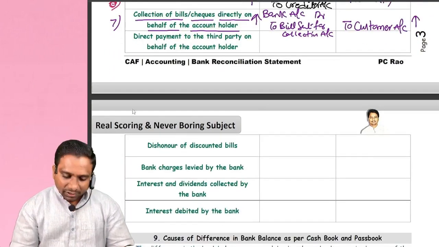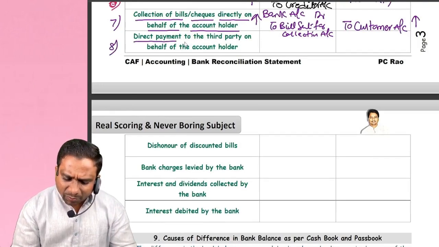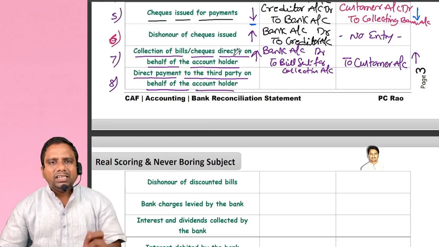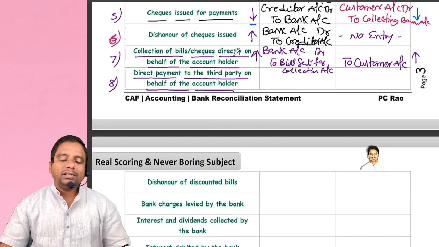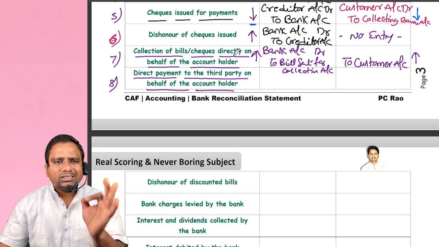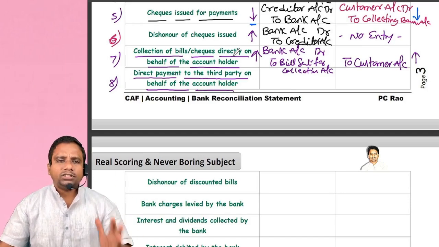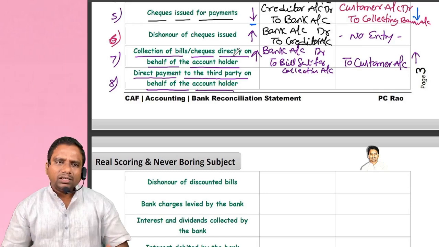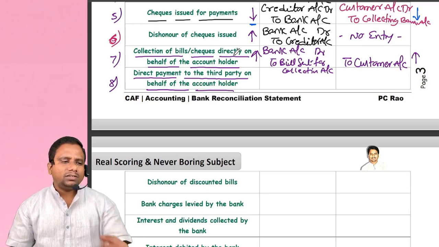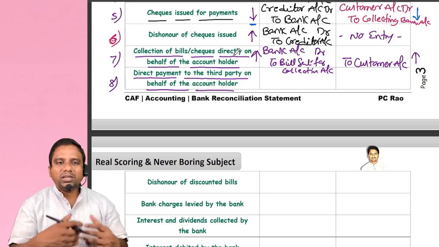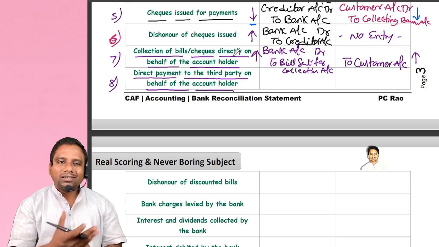Try to understand. Next one, direct payment to a third party on behalf of the account holder. Sometimes we give instructions to the bank to pay some amount on behalf of us. Suppose on 1st January every year, I have to pay my insurance premium to the LIC company. Let us say it is 1 lakh rupees per annum. Now I may forget the due date. If I forget the due date, then my policy may lapse, or my policy may be under grace period, or they may levy some fine or interest charges.